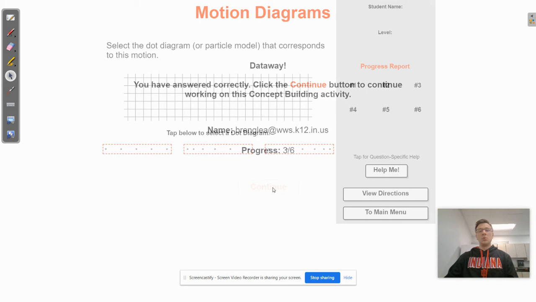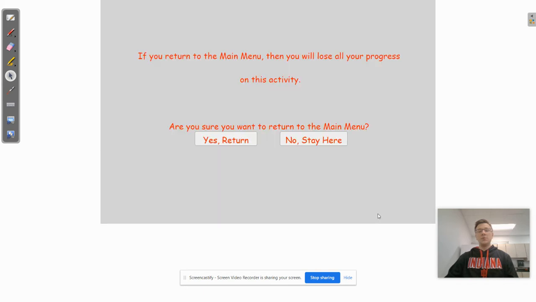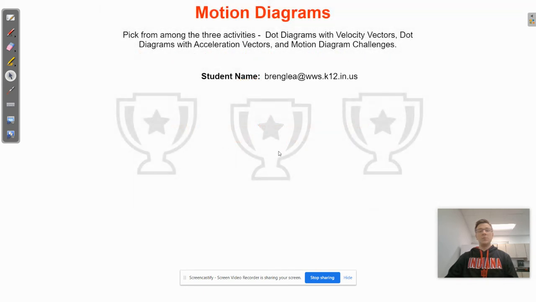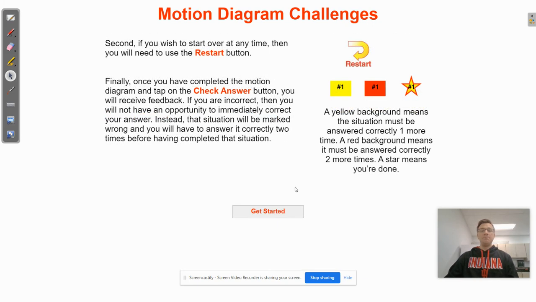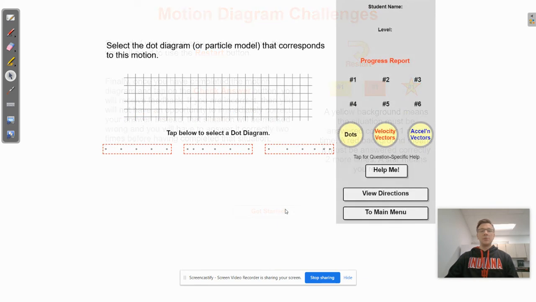Okay, so we'll go ahead and go back to the main menu now that we've done a few examples there, and we'll go ahead and move on to this last trophy. And this is the motion diagram challenge. So it's going to have you do all three things here. I'm just going to go ahead and click through this here.